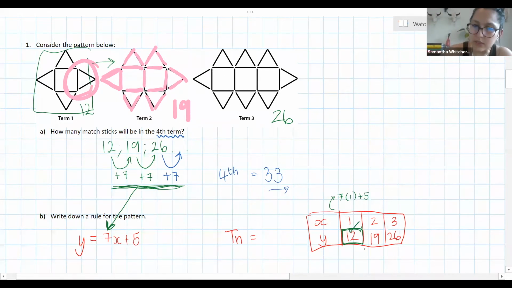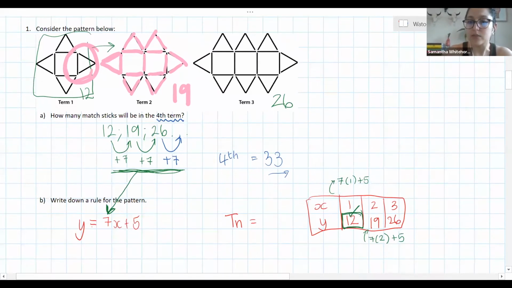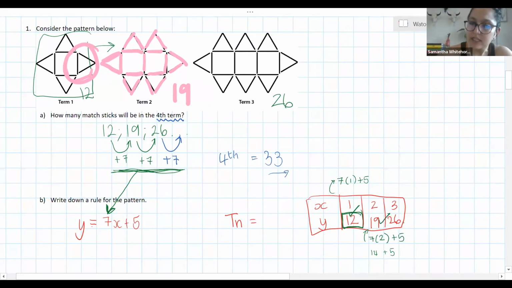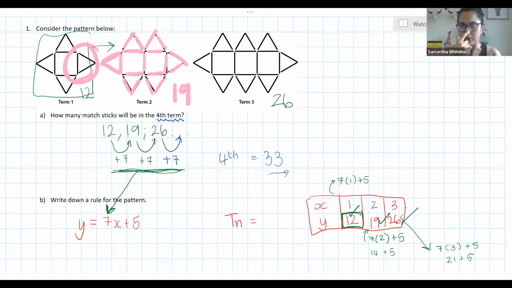Then I'm going to go and double check that this works for my other one. So if I now say 7 times an x value of 2 plus 5, does that work? Well, 7 times 2 is 14, and 14 plus 5 gives me 19. If I keep going, so if I now check it with 3, 7 times 3 is 21, plus 5 will give me 26. And so each time my rule is working for the specific pattern that I'm looking at.